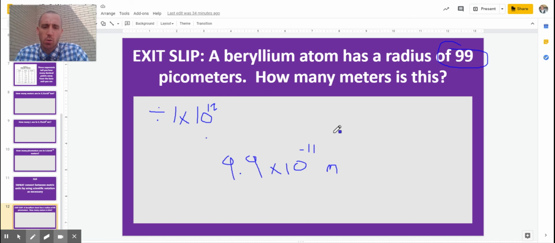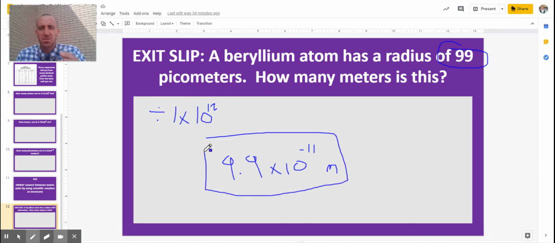Of course, you could write this out as 0.0000000 whatever, or you can write it like this, which is much easier for me to check if the answer is right, because all I have to look at is a small decimal and the right exponent. So this is how you use scientific notation.